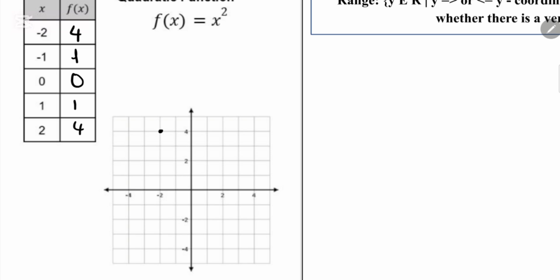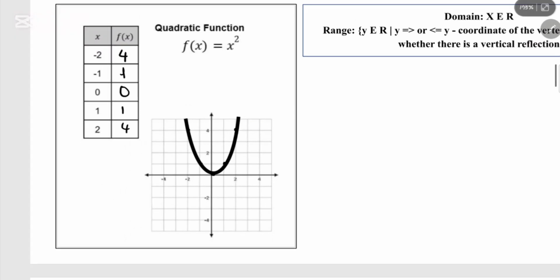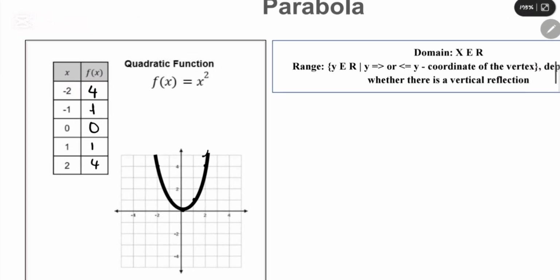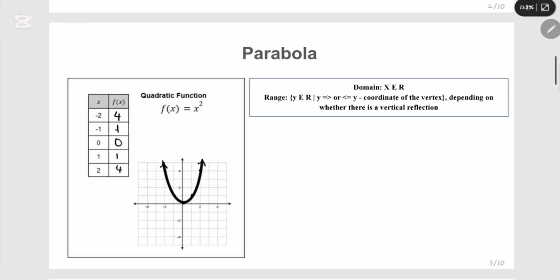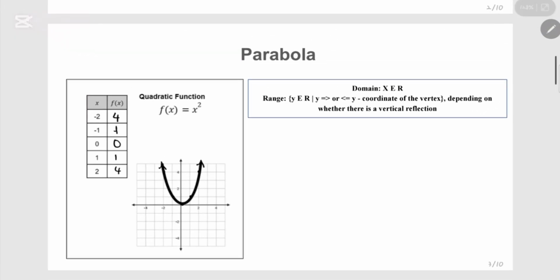Got that, that. Okay. Let's curve upwards like that. And there you got it. That's your quadratic function right there.